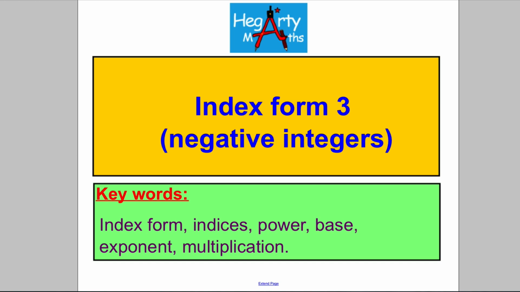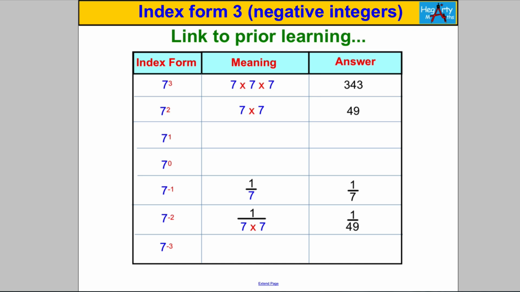It's Mr. Hegarty here. This is our third video on index form and we're dealing explicitly with negative integers as our exponents here. So, linked to previous learning, could you pause the video and fill in this power table for powers of 7?